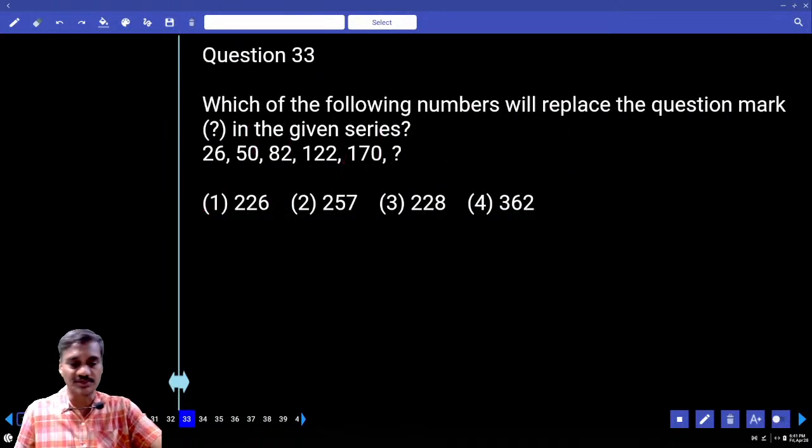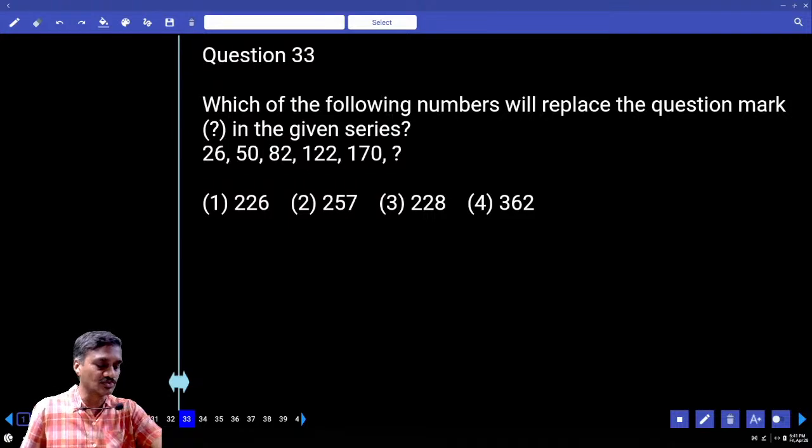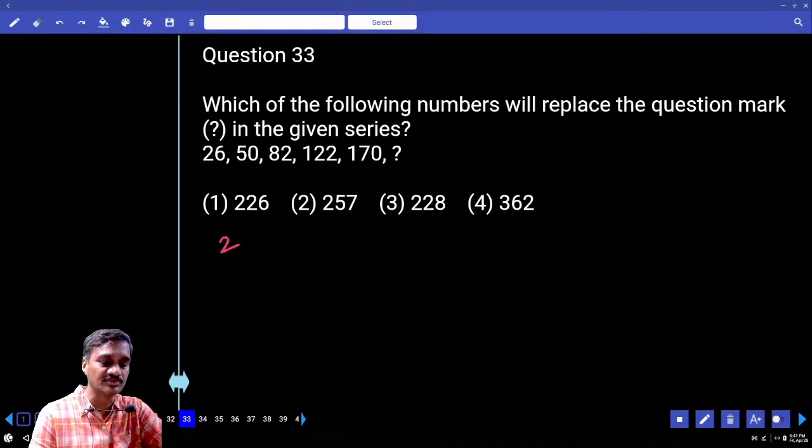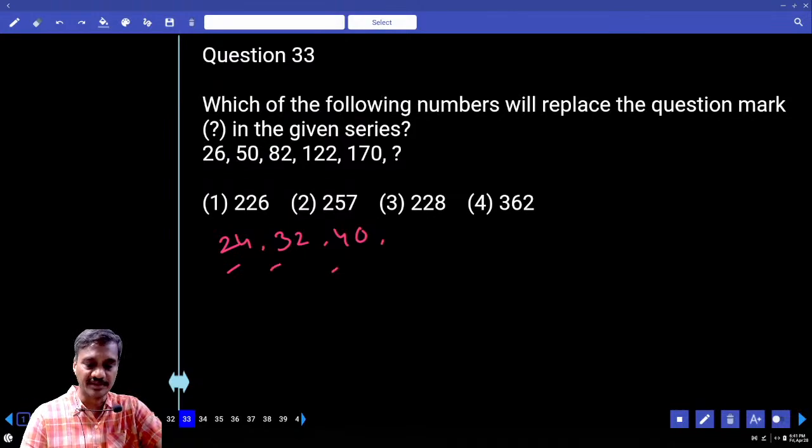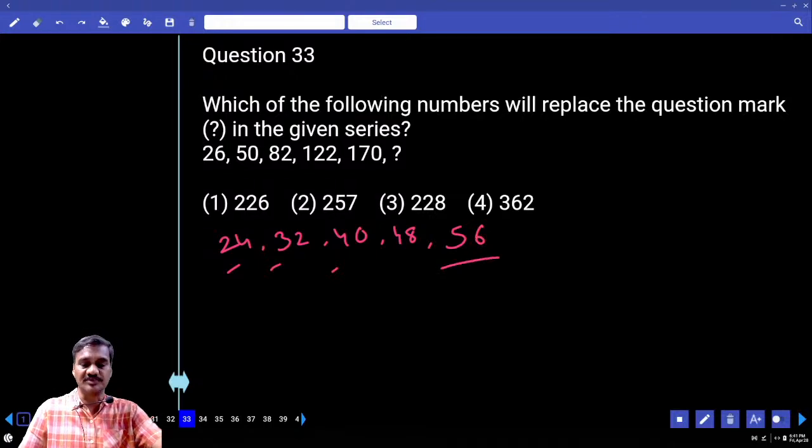Then coming to this 33, 26, 50 and so on. Now 26 and 50 difference is 24. Next one is 32. Next one is 40. 8 into 3, 8 into 4, 8 into 5. Next one 48. Next one 56. And 170 plus 56, 226, choice 1, 33.